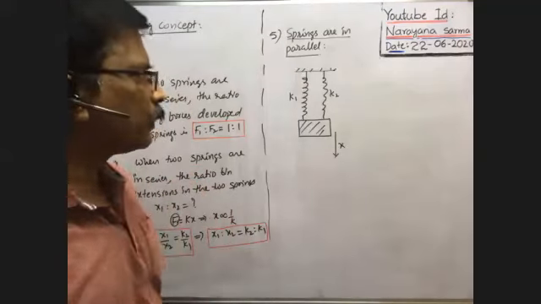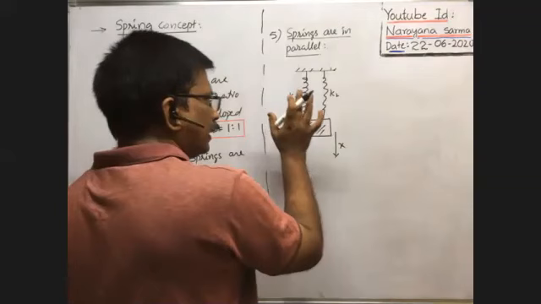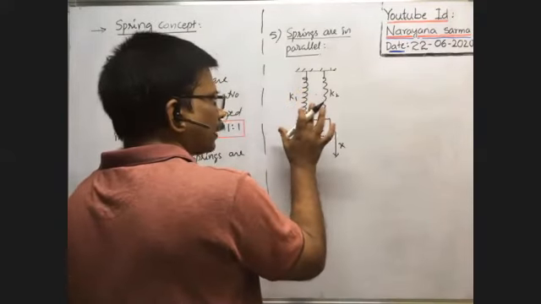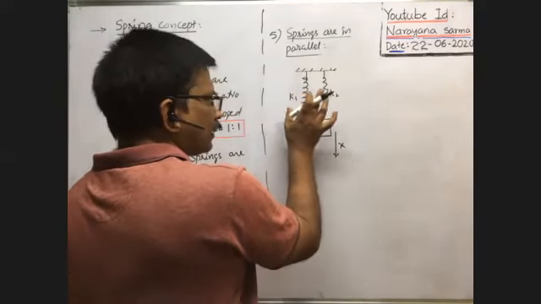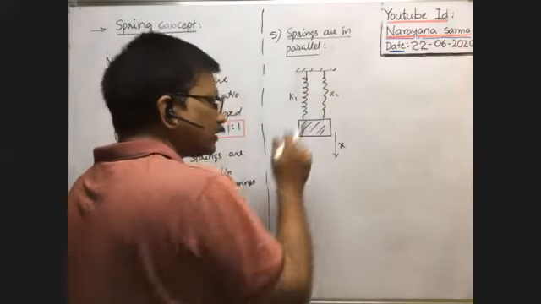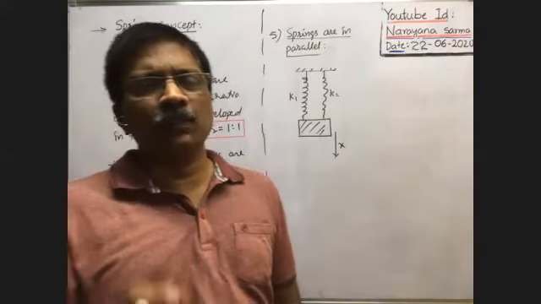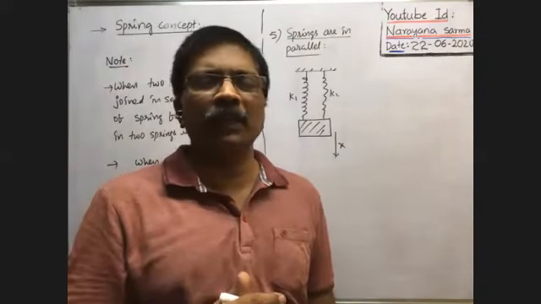When two springs are joined such that the extension is the same in the two springs, then they are said to be connected in parallel. Or when two springs are connected such that, if the block is displaced upwards, the same compression is there in both of them, in that case also, they are said to be connected in parallel.